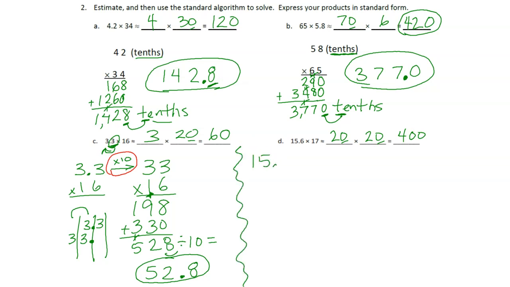At 15.6 times 17, I'm going to multiply by 10 to get 156 times 17 now. Then I do the basic math. 7 times 6 is 42. 7 times 5 is 35. Plus 4 is 39. 7 times 1 is 7. Plus 3 is 10. And I say, well, this is going to be times 10.